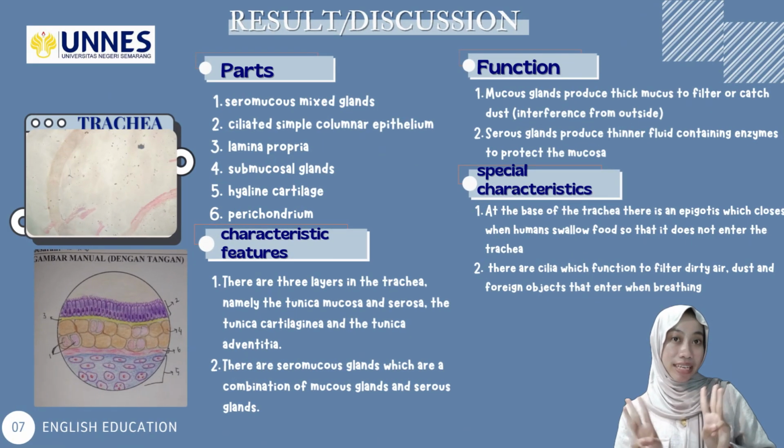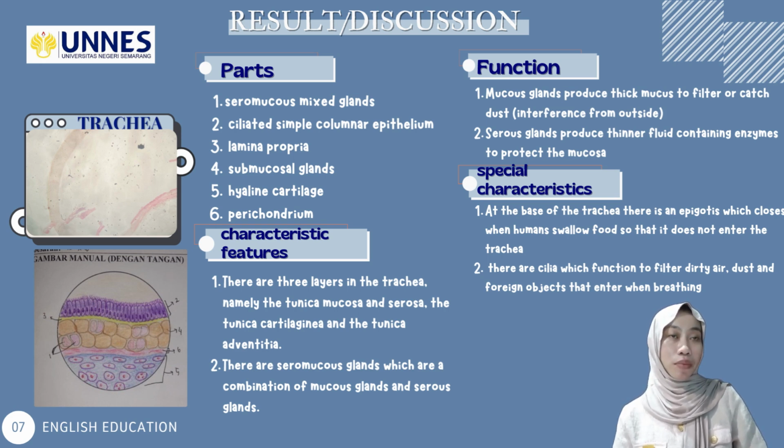Number 3 is trachea. Parts of trachea are seromucous glands, ciliated simple columnar epithelium, lamina propria, submucosal glands, hyaline cartilage, and perichondrium. Characteristic feature of trachea is that there are three layers in the trachea, namely the tunica mucosa and serosa, the tunica cartilaginea, and tunica adventitia. And there are seromucous glands, which are a combination of mucous glands and serous glands.